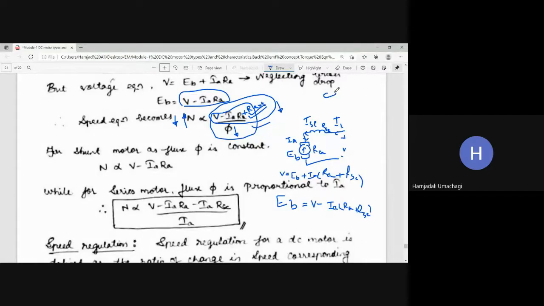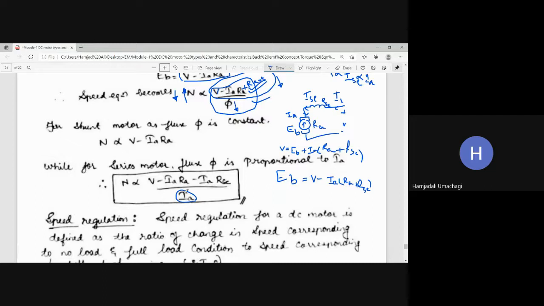EB. Phi is directly proportional to, in case of a series motor, ISC. But in the case of a series motor, ISC is equal to IA. So phi changes to IA. So this is the speed equation for the DC series motor.